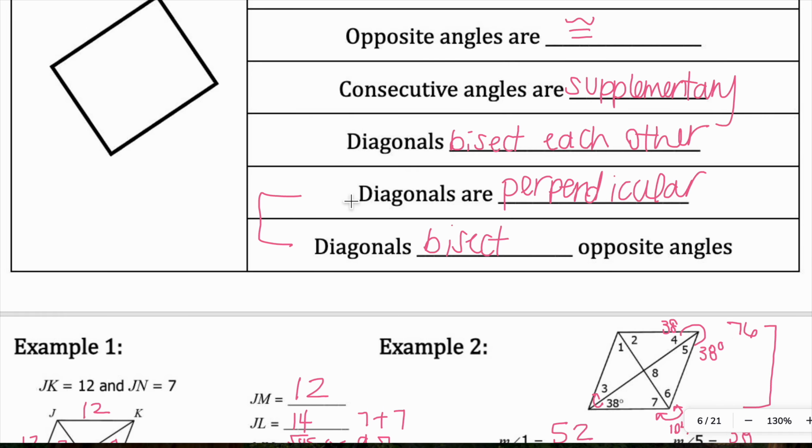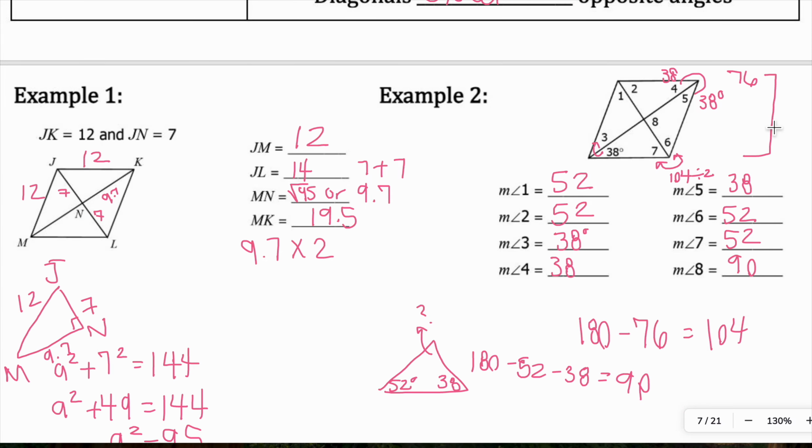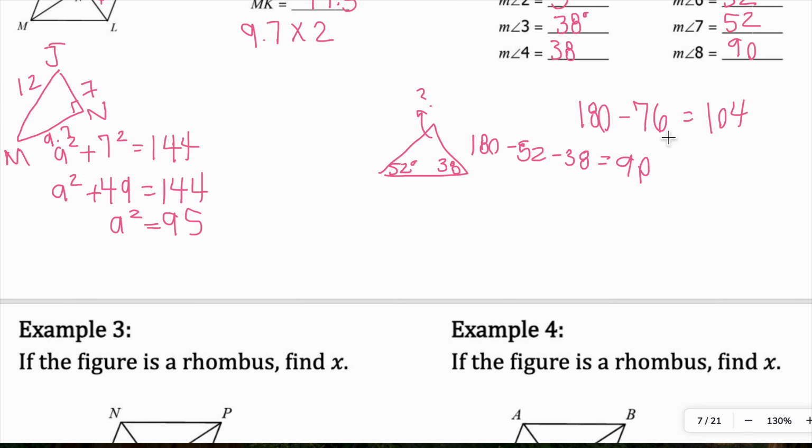Or you can go back up here and think about your diagonals are going to be perpendicular. So that means the angle that the diagonals are making is 90 degrees. So that means 8 would be 90 degrees.